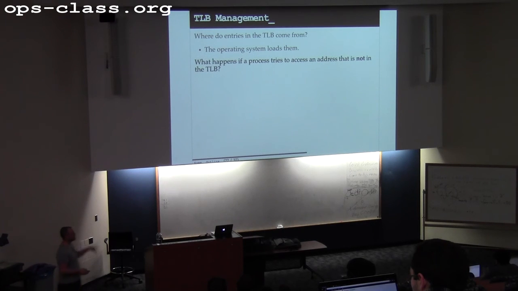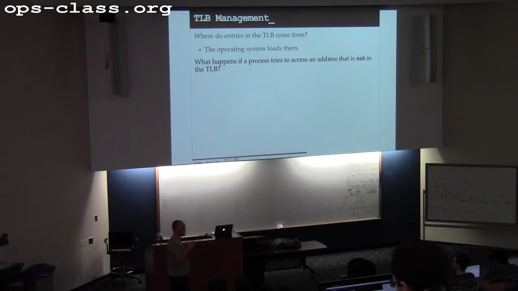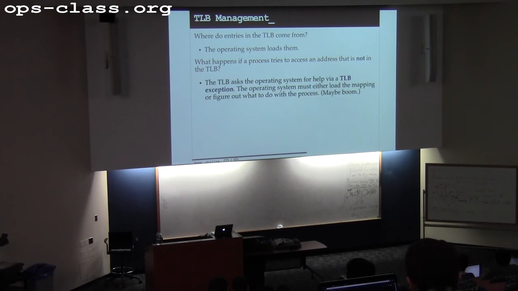Okay, sorry. So this is different. Now here's the thing that can happen. A process is running along, and it tries to access a virtual page that is not loaded into the TLB. In that case, this is the normal exception handling path. The TLB traps into the kernel and asks the kernel for help. The kernel needs to load a valid translation, or kill the process in the case that the process has gone haywire and it's accessing memory that it shouldn't be able to access.